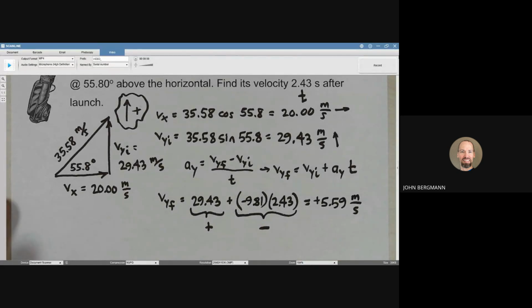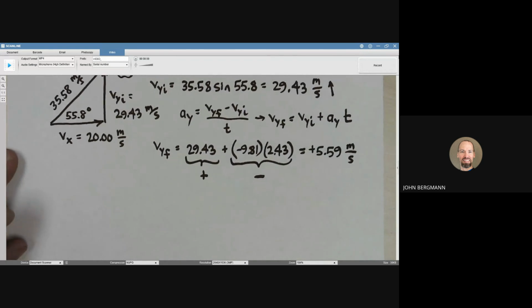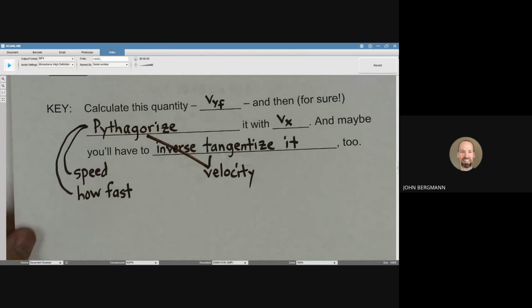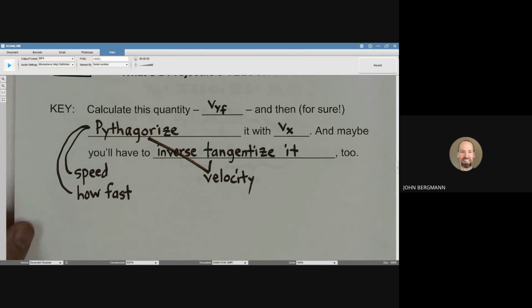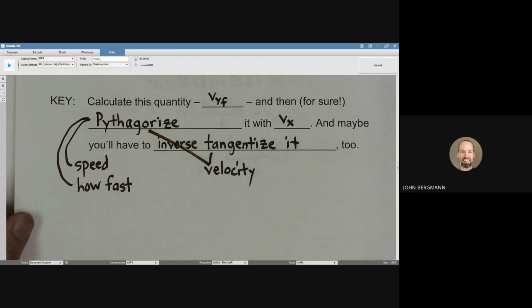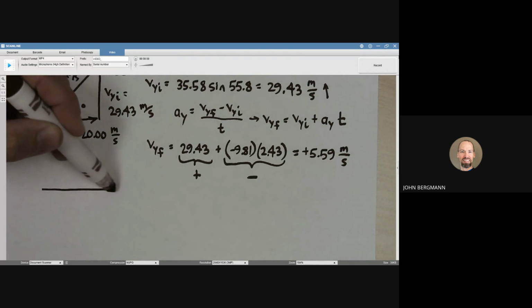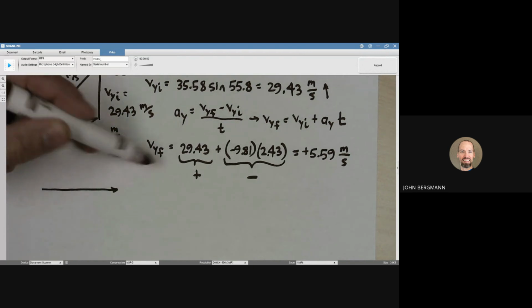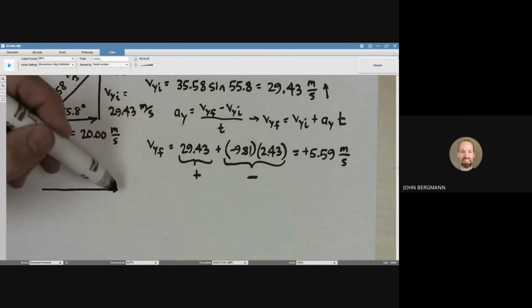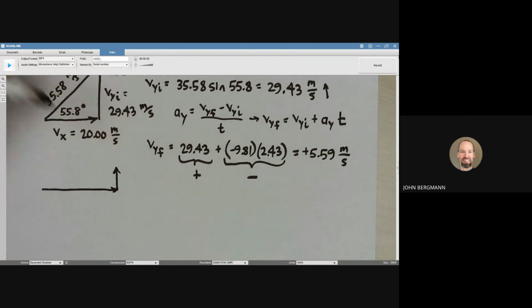So to find the velocity at 2.43 seconds, what does it say to do? We're supposed to Pythagorize. We're supposed to find Vy final. Did that. Now we've got to Pythagorize it with Vx. Let me sketch it out real quick, can I? Here's Vx. That's about 20. And Vy final is only 5.59, so that's a little guy like that.